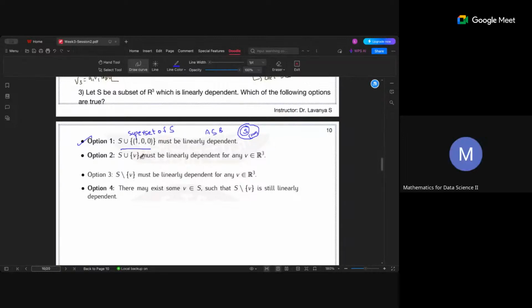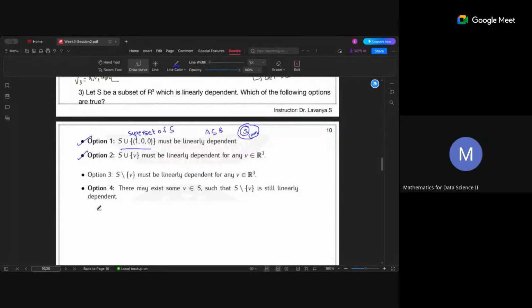Fine. Now S union V must be linearly dependent for any V in R3. Is it not the same? Instead of this particular vector, some non-zero vector or even the zero vector is there, then also we know that it is linearly dependent, right? Now I am removing one vector. Look at this carefully. Will the set still be linearly dependent? It depends on the scenario, right?